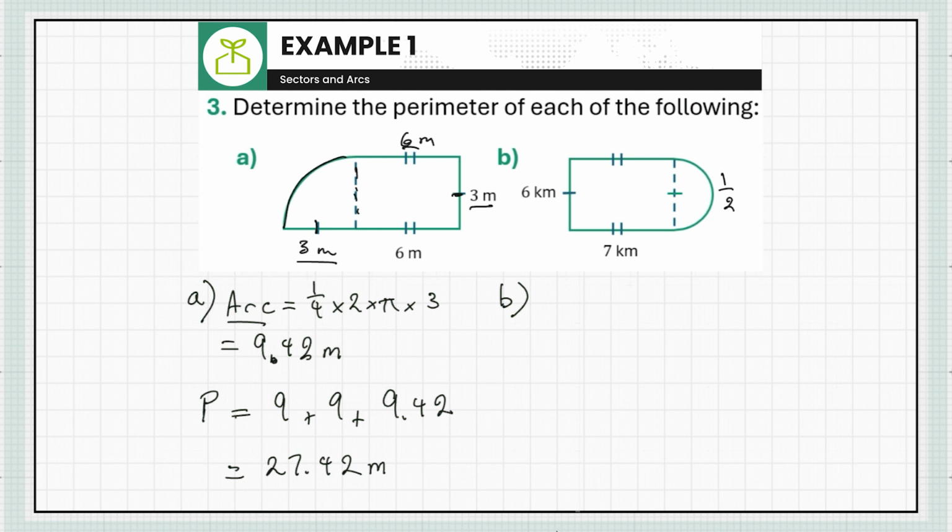And if we look at B, it's the same idea, but instead of a quarter circle, it's a half circle or a semicircle. So first, fill in the information we don't have. So this is 7, which means that this is also 7 kilometers. And this is 6, which means our diameter here is 6. So our arc is going to be equal to 1 over 2 multiplied by pi multiplied by 6.